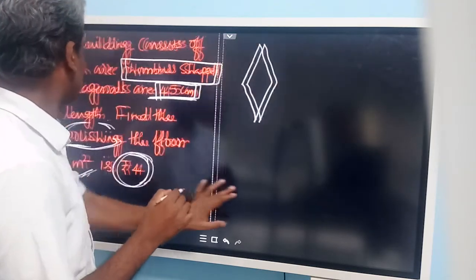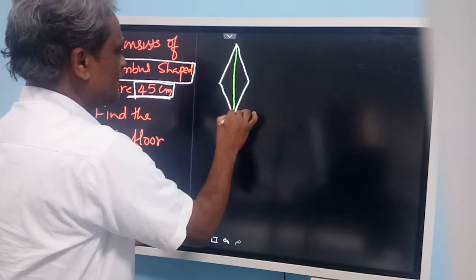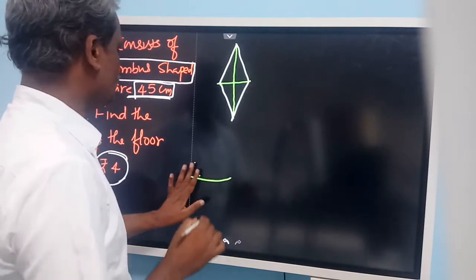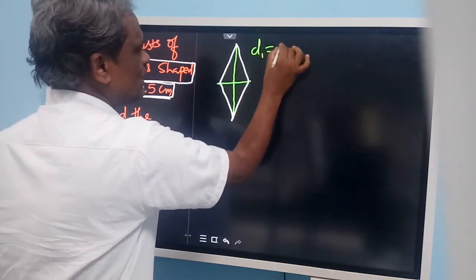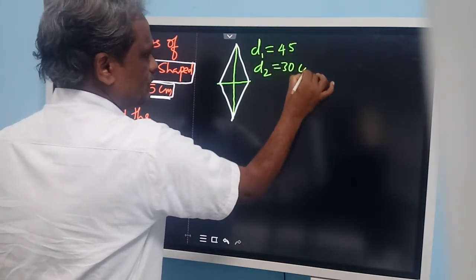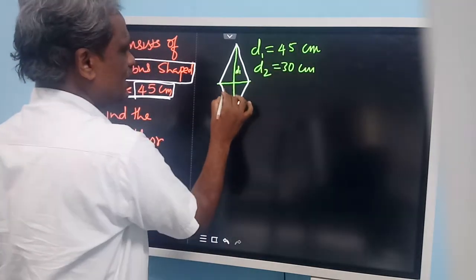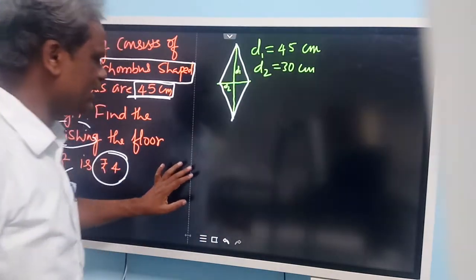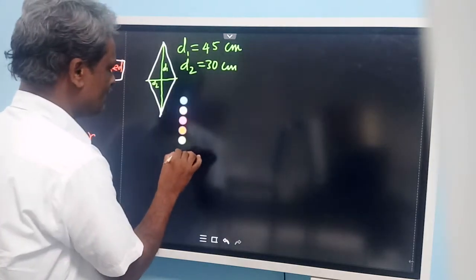So one is 45. So let us take this is 45 centimeter and then this is 30 centimeter. So one is 45, and this length is diagonal 1. D1 is 45, then D2 is 30. So we have D1 and D2. So we call this D1 and this one D2. Now how many tiles are laid like this? There are 3000 tiles.